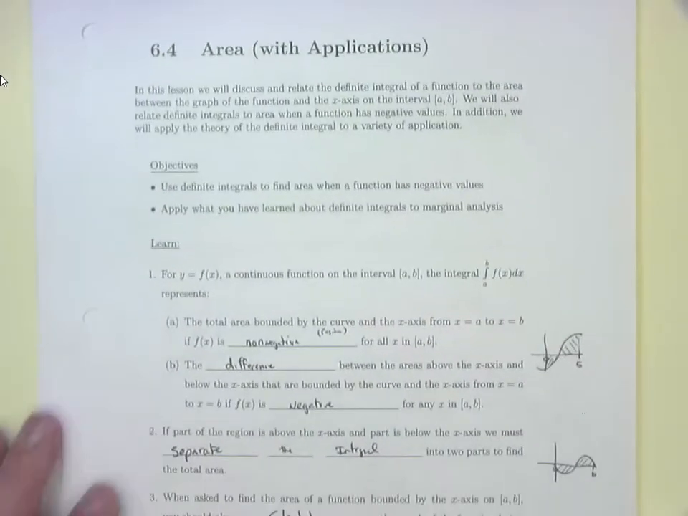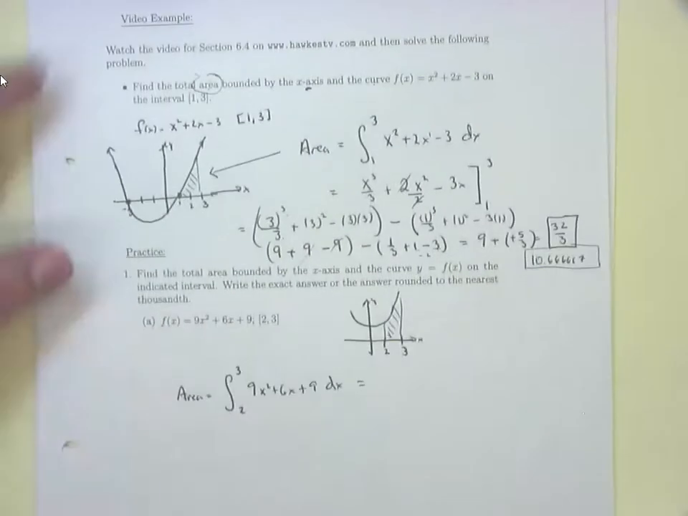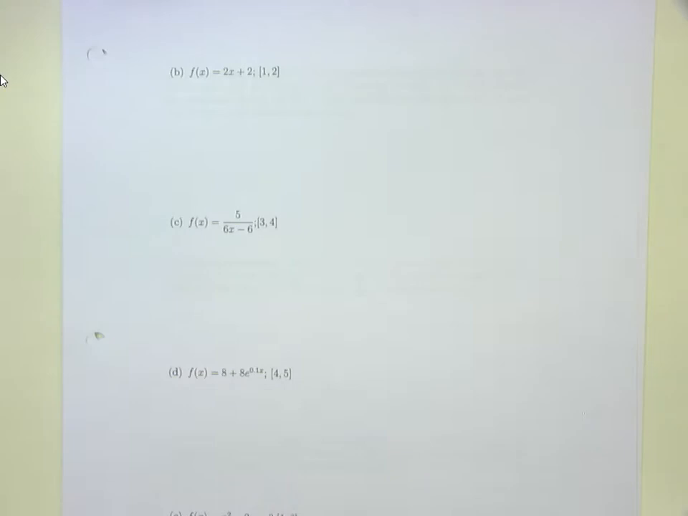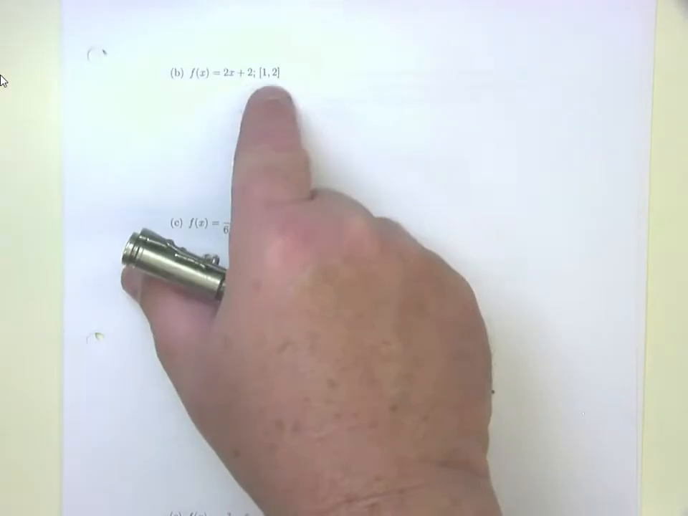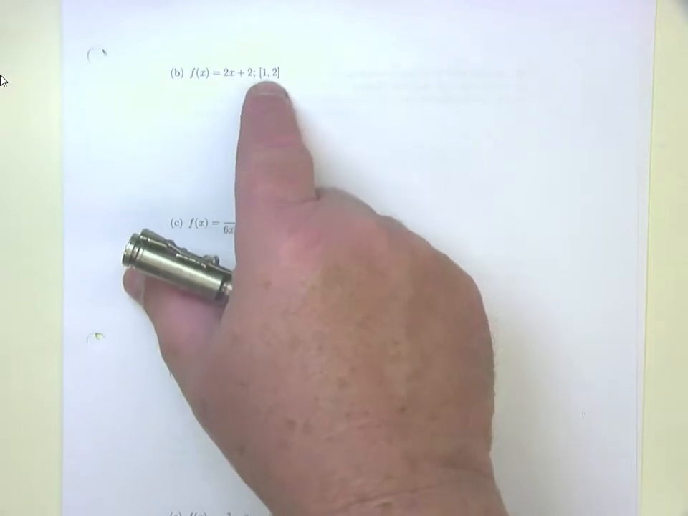So, we started this section last time. This is section 6.4. And again, we talked about those concepts, and we did some problems last time as well. So I wanted to pick it up where we left off, which is right here with B. Again, the directions all say the same thing, which is find the total area. They gave you a function, and they gave you the bounds. This is the function, f of x equals 2x plus 2, and the bounds are from 1 to 2.